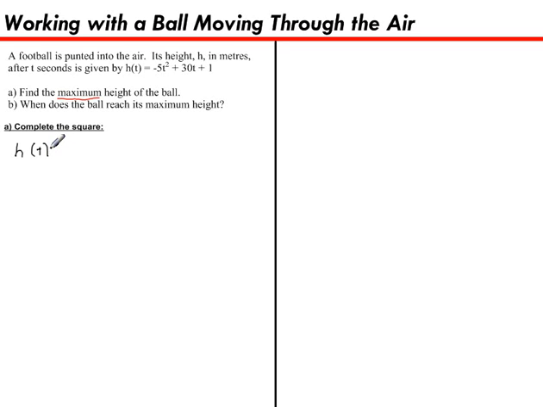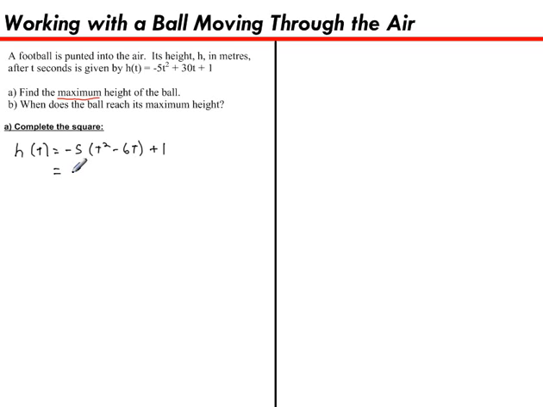But the first thing I'm going to do is common factor out the negative 5 from the first two terms. And that'll leave me with this, t squared minus 6t. And then I close the bracket and leave the plus 1 at the end.